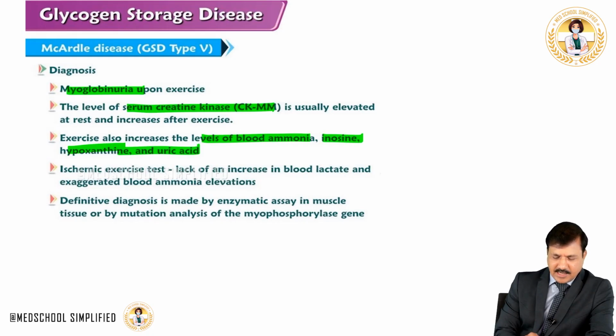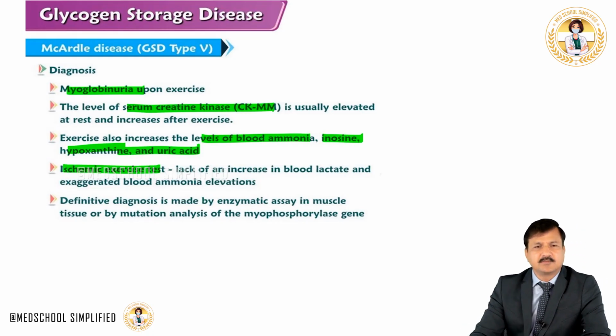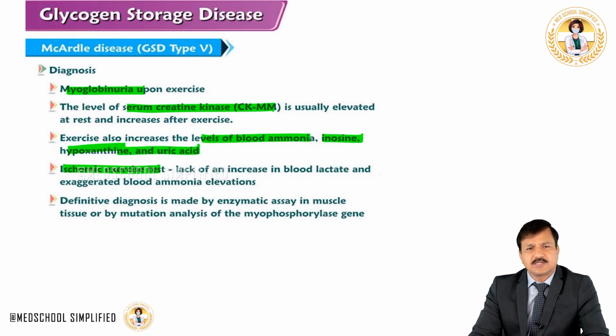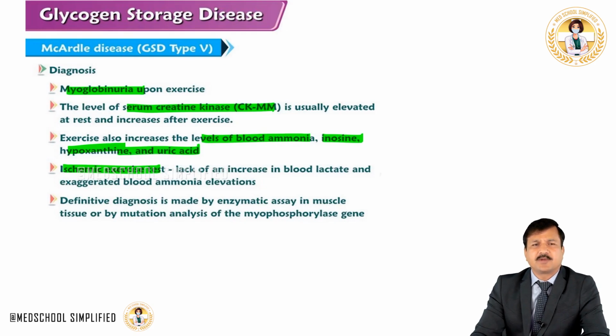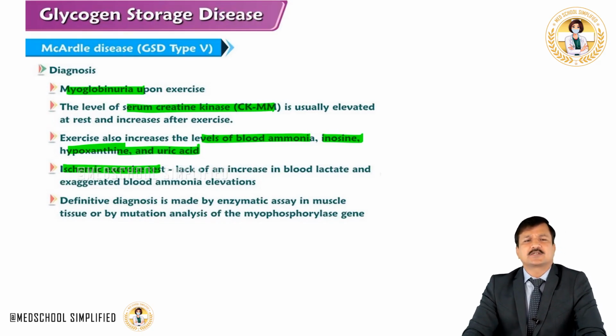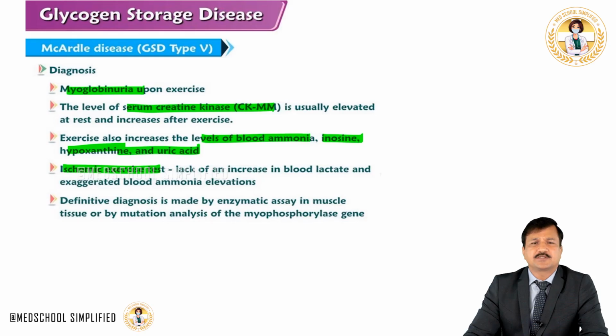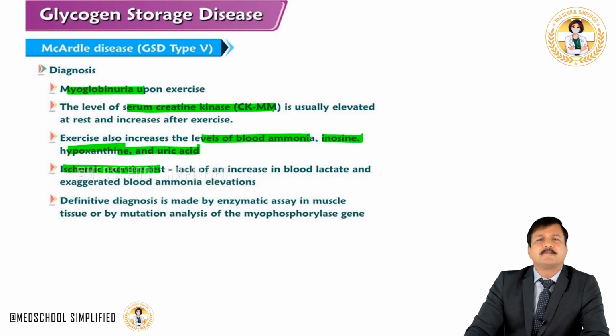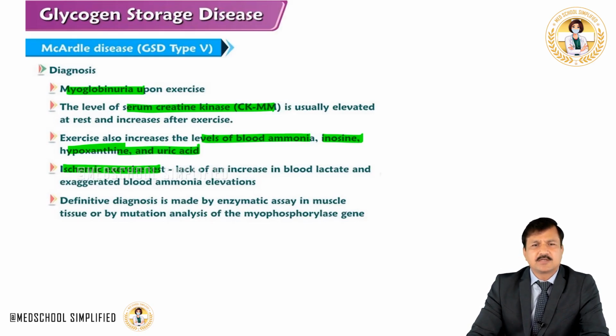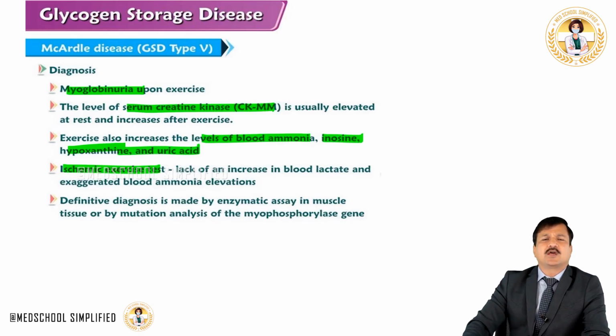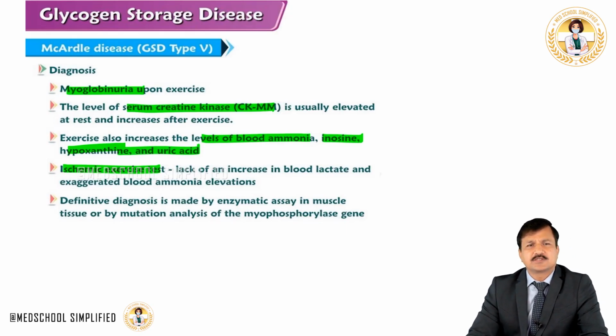And diagnosis can be helped by doing the ischemic exercise test, which is a screening test for McArdle's disease, although it is kind of discontinued because during the ischemic exercise test we are putting the patient at risk of myoglobinuria, because what we do here is we are going to ask a patient who is suspected to have McArdle's disease.